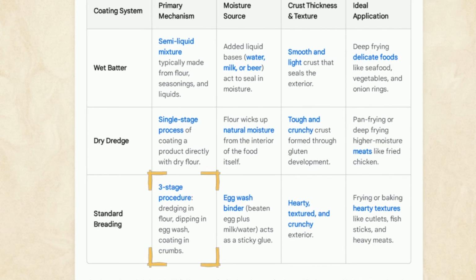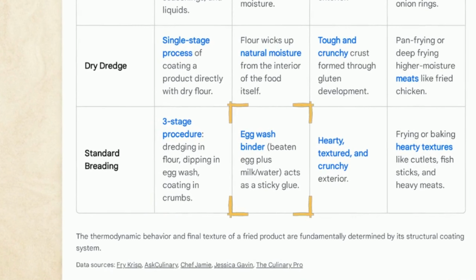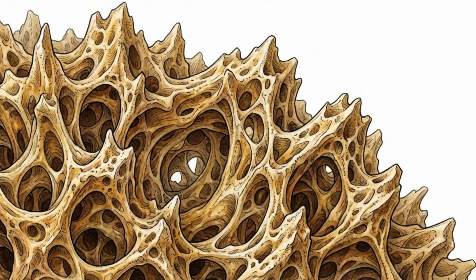The standard breading matrix utilizes mechanical interlocking via a three-phase sequence: a dry flour primer, a protein binder, and a macroscopic outer crumb. This textured outer crumb increases the surface area exposed to the oil. That geometry accelerates convective heat transfer while generating acoustic crunch.